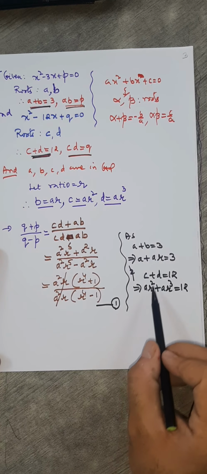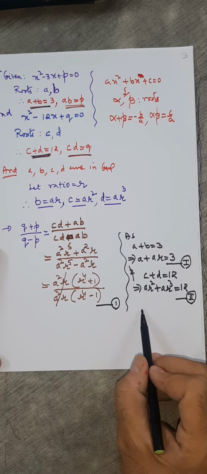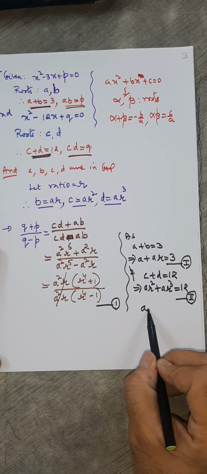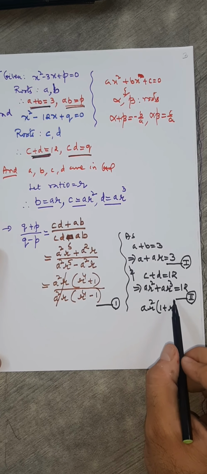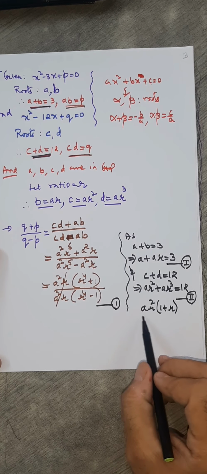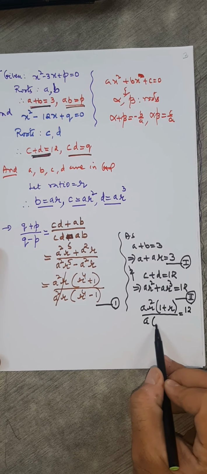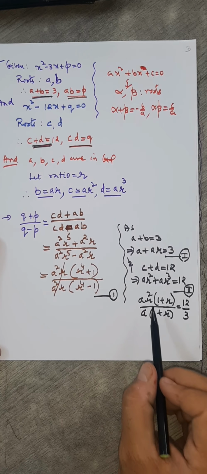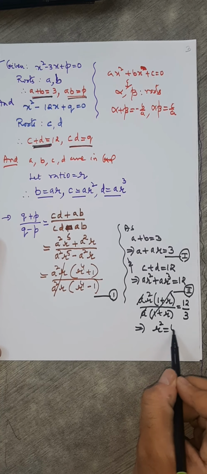Now if I use these two, let me call this 1, 2, I'll just take the ratio here. So the ratio of 2 and 1. I'll take AR square common. So here 1 plus R upon, right hand side is 12 upon, I'll take A common here. So 1 plus R by 3. Is this clear to you? I've just taken the ratio. A will get cancelled, this will get cancelled. So I'll get R square equals 4.